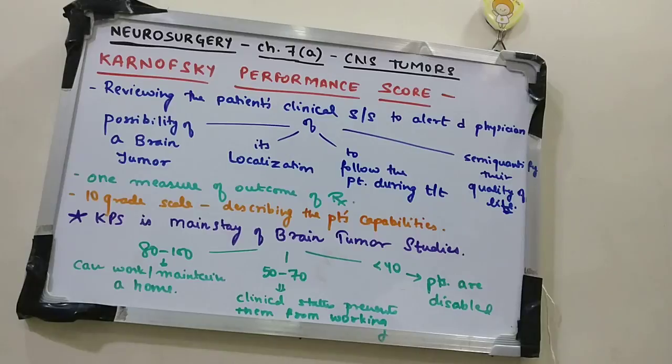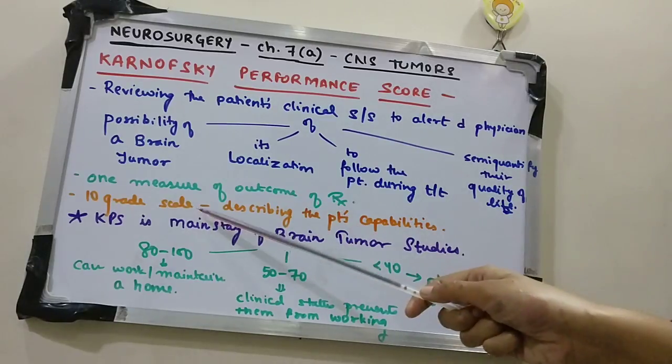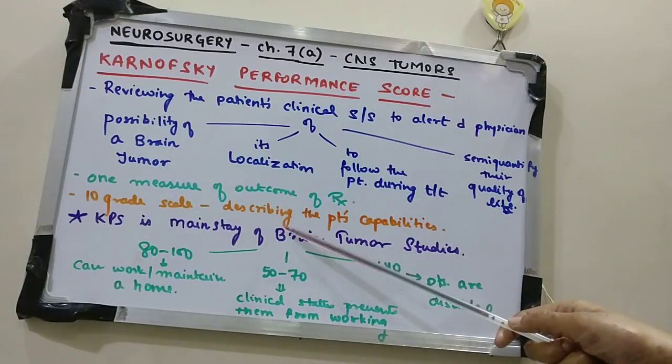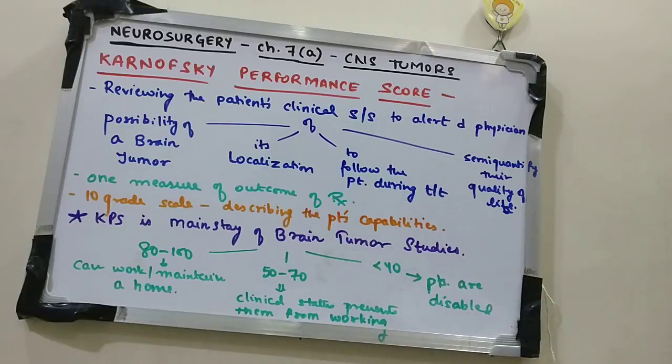Now KPS is a 10-grade scale and it describes the patient's capabilities of performing tasks. So now let us see the result. In the next slide, I'm going to show you the KPS scoring, the entire 10 grades. Here let us look into the result of the KPS scoring.